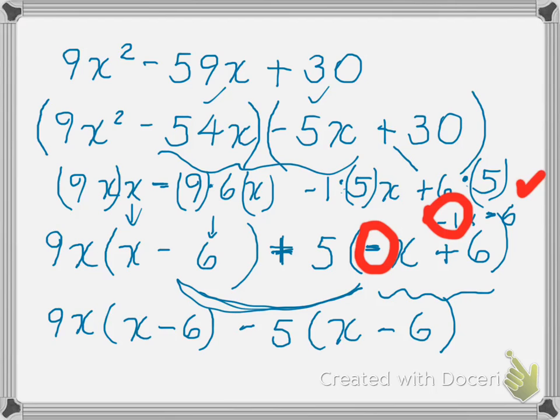Okay, so now we have the common factor x minus 6, which we take out, and we're left with the 9x in the first term and the -5 in the second term. And that's the factorization of the original trinomial 9x squared minus 59x plus 30. You can check it by FOILing, and you should get that trinomial back.